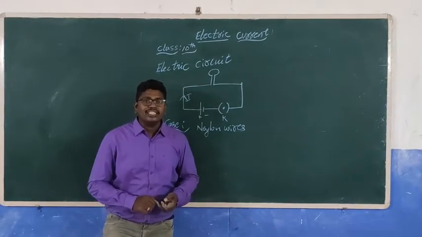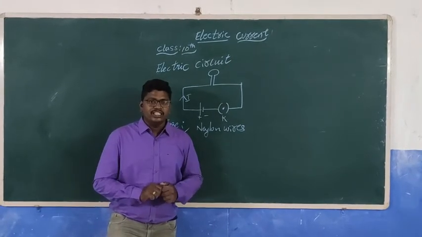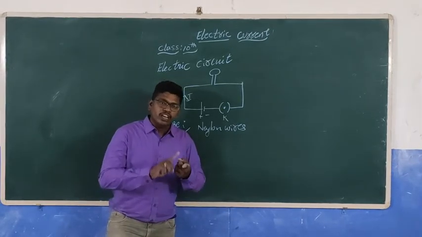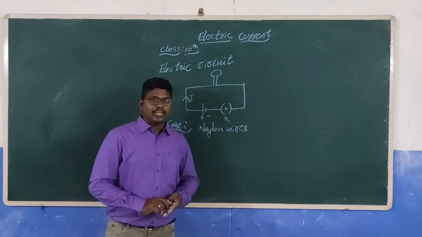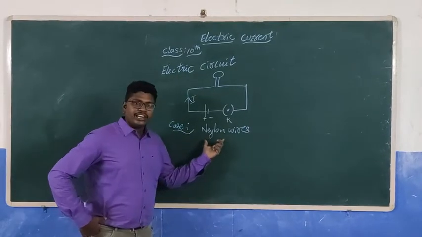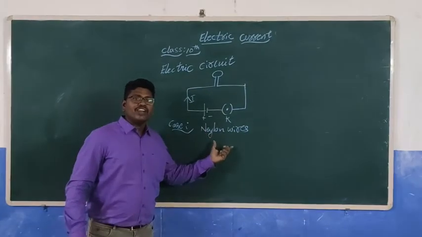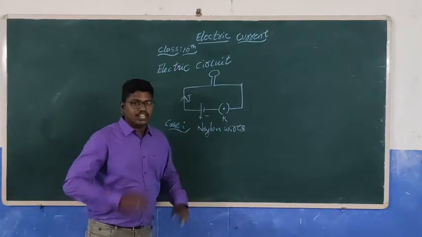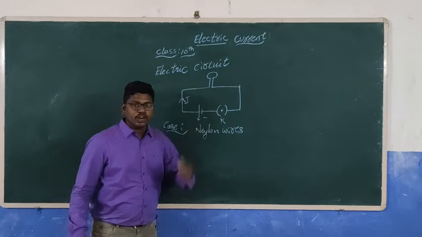Which are bad conductors? Those which do not allow heat and electricity. Examples are wood, plastic, rubber. These are bad conductors. Now here I have connected a nylon wire. The bulb does not glow because nylon wire is a bad conductor. In a bad conductor there are no charge carriers, thus the bulb does not glow.